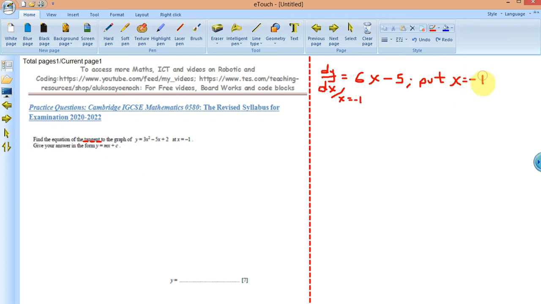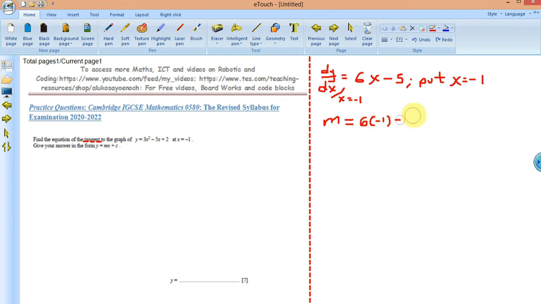Just put x equals -1. I hope that is pretty cool, guys. Let's go ahead and do that now. So what is the gradient now? The gradient when x equals -1, dy/dx, is what? Sorry about that.